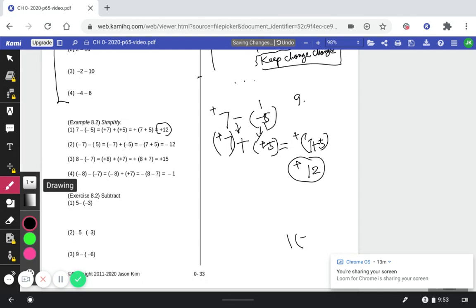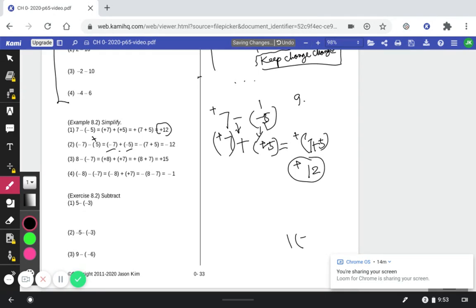Again, number 2, negative 7 minus 5. Whenever there is no sign, you always add the sign. So now it becomes negative 7 minus positive 5. And then you do keep change. So you keep negative 7, minus becomes plus, positive 5 becomes negative 5. And now you apply the addition rule because subtraction became addition.